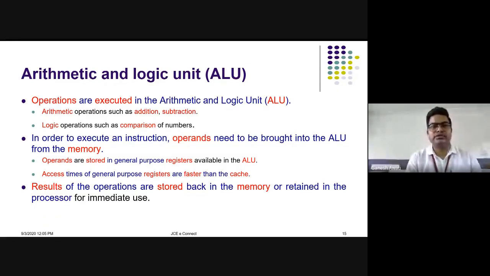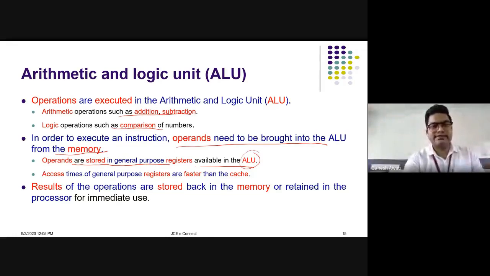The arithmetic logic unit performs operations such as addition and subtraction, or logical operations such as comparison, AND, and OR. In order to execute an instruction, operands need to be brought into the ALU from the memory. That's what we have said. The data or the operands will be in the memory and you need to take them from the memory. Operands are stored in general purpose registers available in the ALU. So there will be general purpose registers which will be holding our operands. Those registers we are going to discuss today.